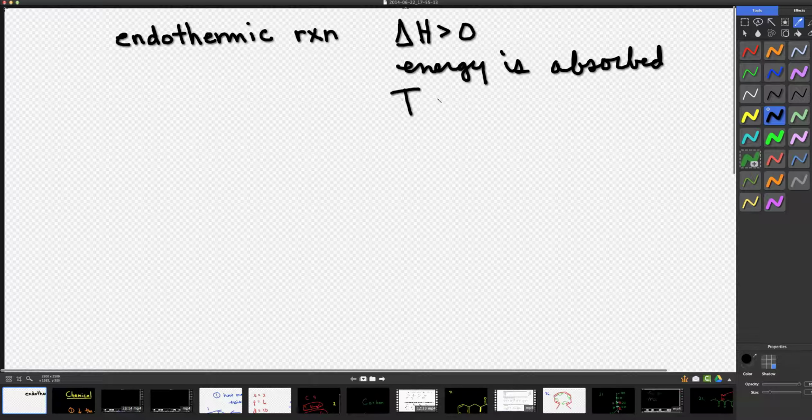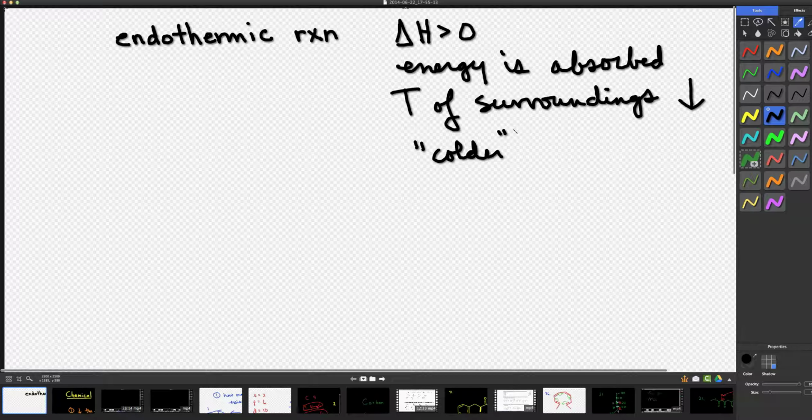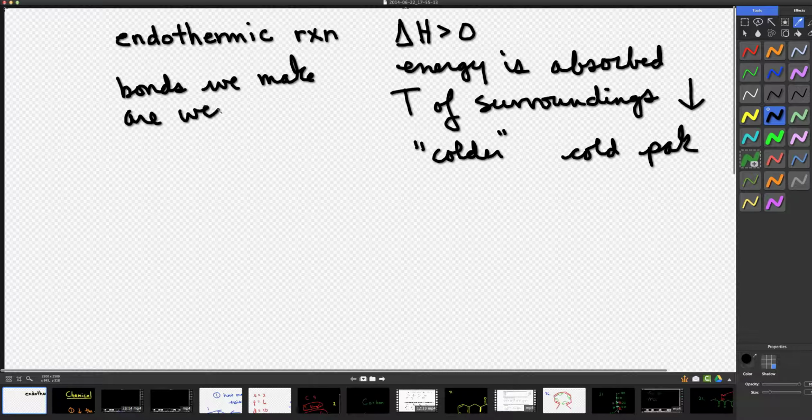This means that the temperature of the surroundings, and it's important to remember that the solvent is part of the chemical surroundings, the temperature of the surroundings will decrease. Therefore, the solution loses heat energy and gets colder. So a cold pack is a prototypical endothermic reaction. This means that the bonds we make are weaker than the bonds that we break.